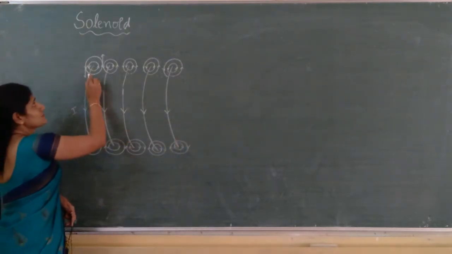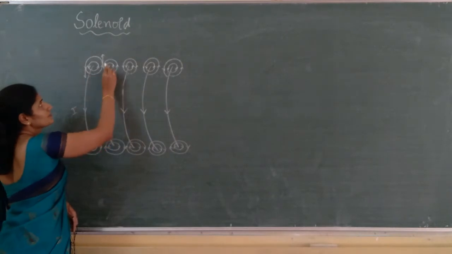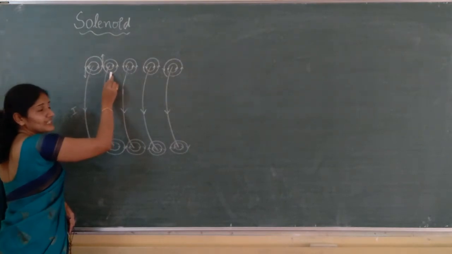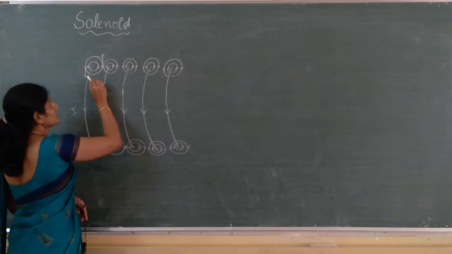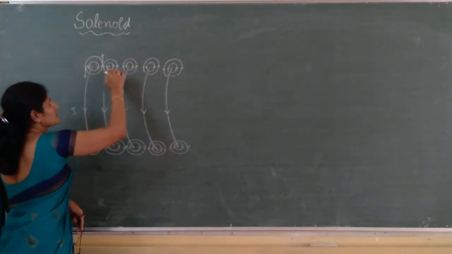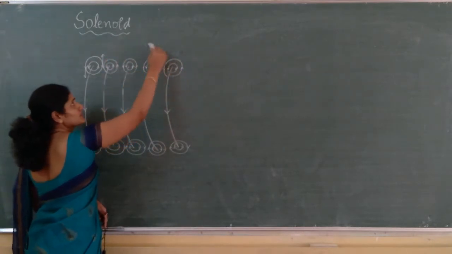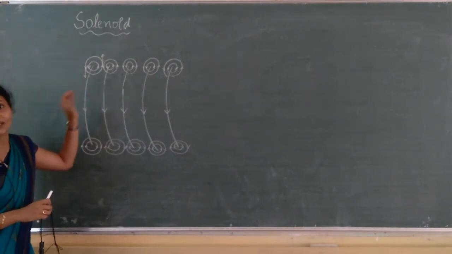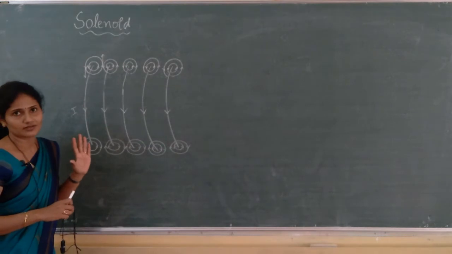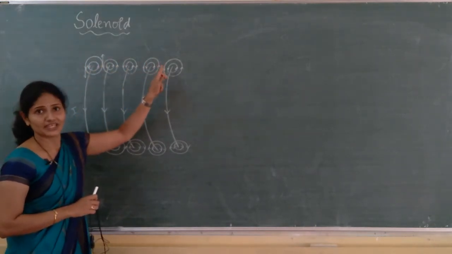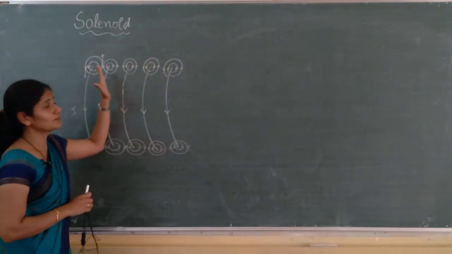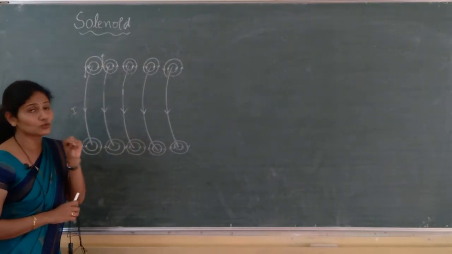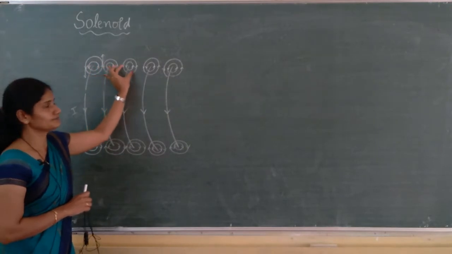Okay? The next magnetic field line, the third line, overlaps with the magnetic field line of the neighboring turn, right? So, here we have magnetic field lines like this. So, all the magnetic field lines overlap with each other, so we can apply the principle of superposition. That means the net magnetic field is the vector sum of all the magnetic fields, or the net magnetic field is a vector sum of the magnetic field due to the individual coil.